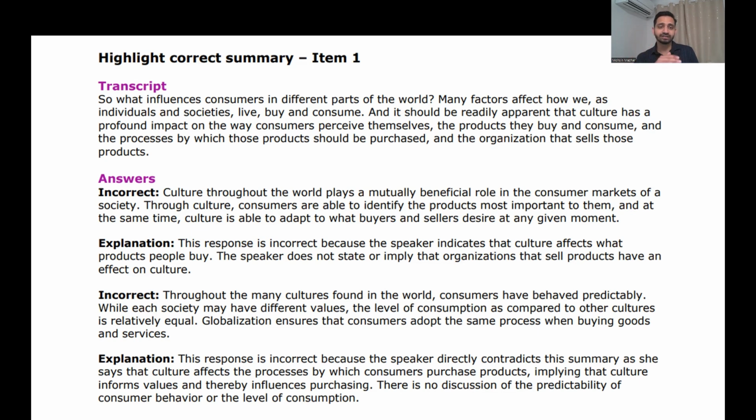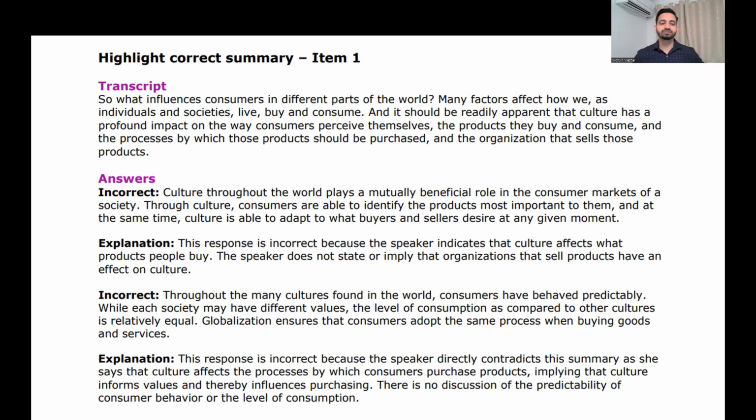Now, this response is incorrect because the speaker indicates that culture affects what products people buy. The speaker does not state or imply that organizations that sell products have an effect on culture. So it's incorrect information. You should be able to highlight that, and that is wrong.